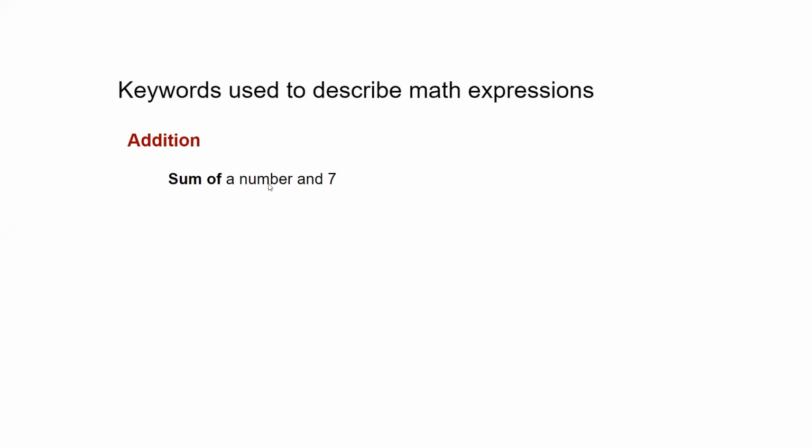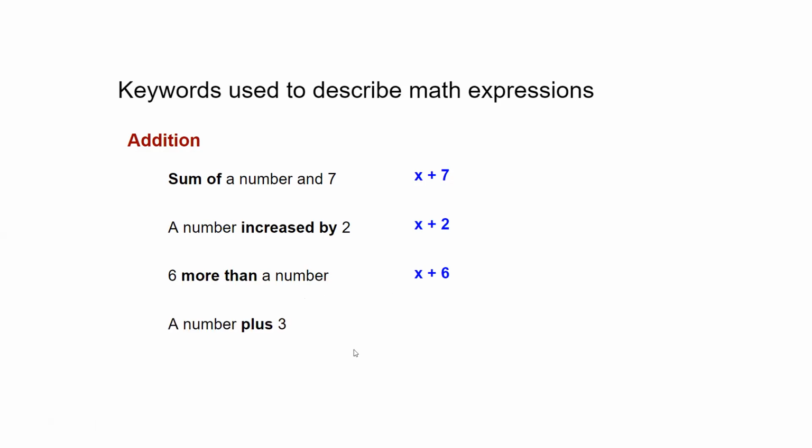In this case, a number, which for all of these examples, we will just use the letter X to represent some number, and the number 7. So that translates to X plus 7. A number increased by also means addition. A number is going to be X, and we increase it by 2. 6 more than a number, another indication of addition, more than. X plus 6. A number plus 3. X plus 3.